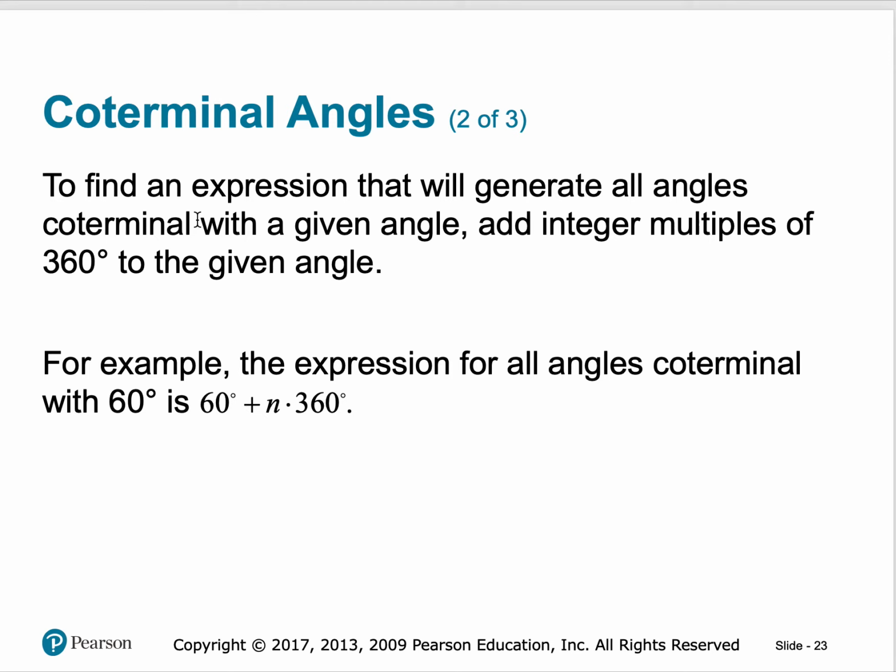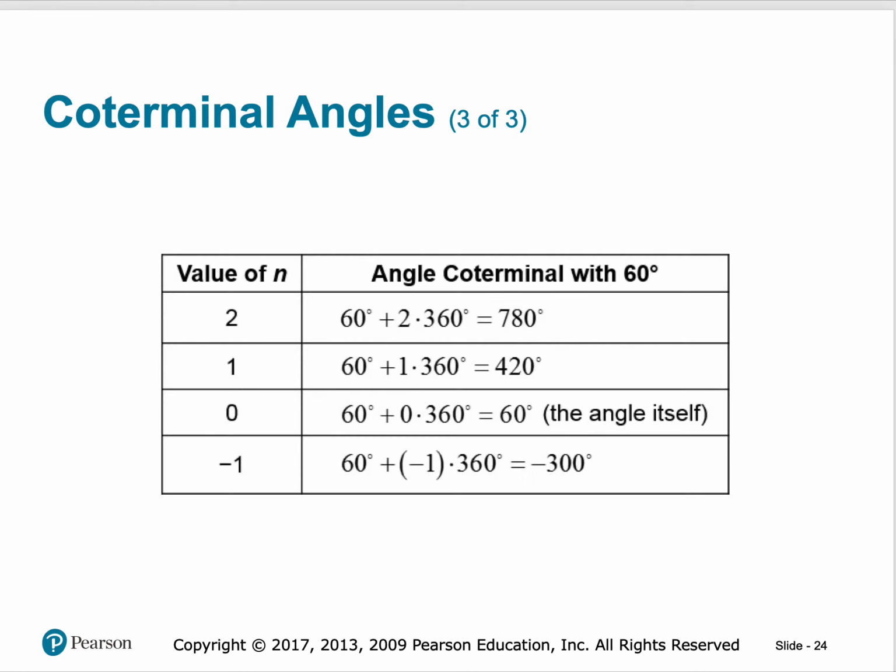If I wanted an expression that would give me every single coterminal angle, we do that as n times 360. So you just take the measure of your angle and you would say plus or minus, technically we could have minus, n times 360. So here's a few examples of coterminal angles that are coterminal with 60 degrees.